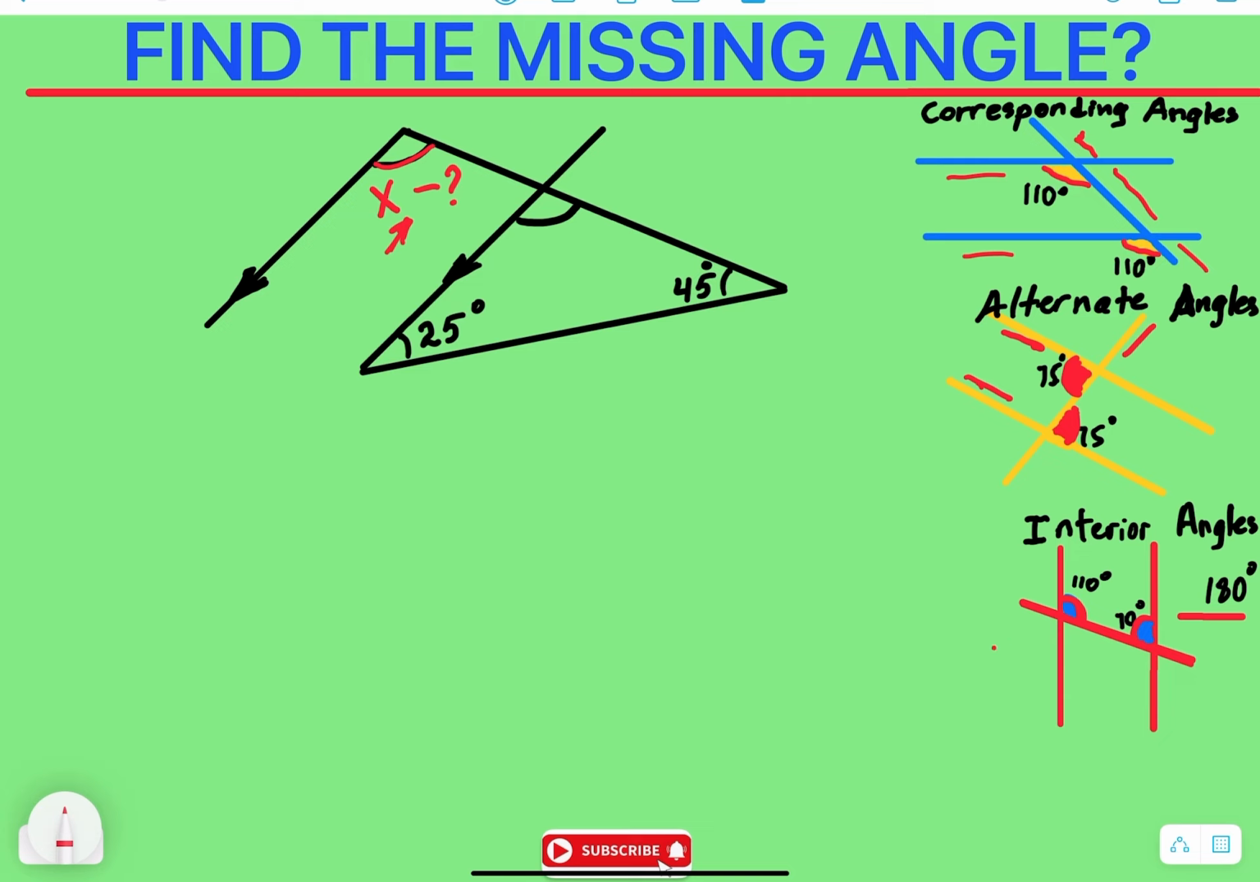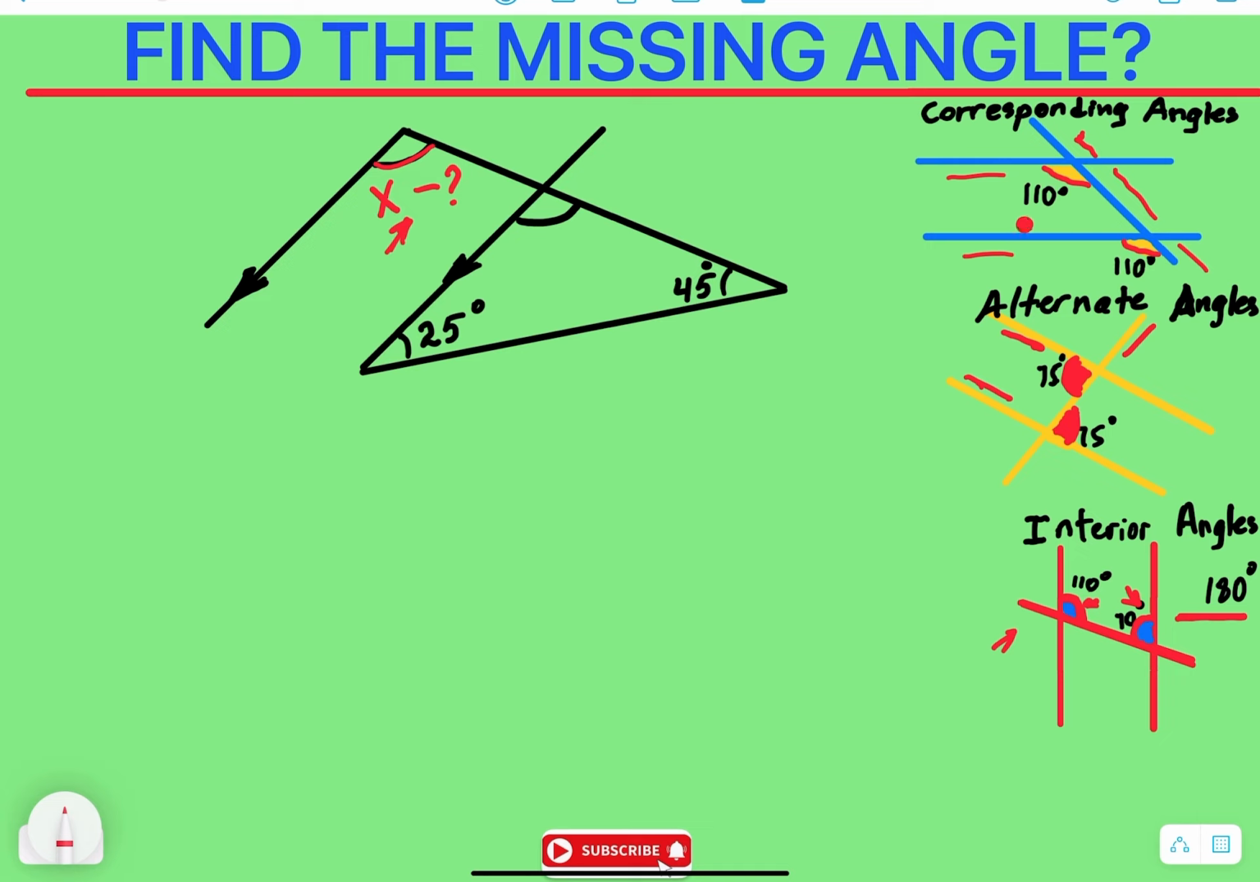The other rule is the interior angles rule. When we have two parallel lines and a line crosses and makes angles, these inside angles, this one and this one, we call them interior angles, and the sum of these interior angles must be 180 degrees. So there are three rules I would like you to remember.